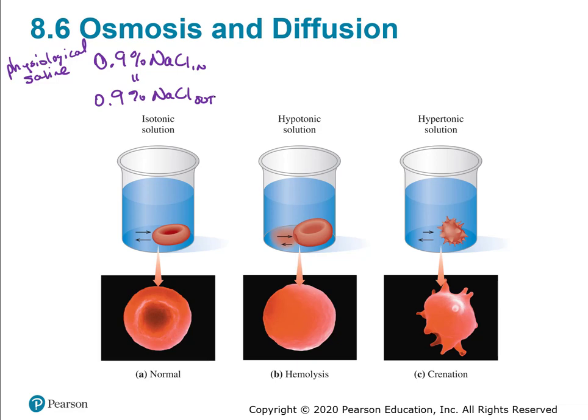But hypotonic, this is when you have less salt, more water outside of the cell, and see how the cell can swell. These are electron microscope pictures of red blood cells. So this is when outside of the cell, you have very low sodium, higher water relatively to the inside.